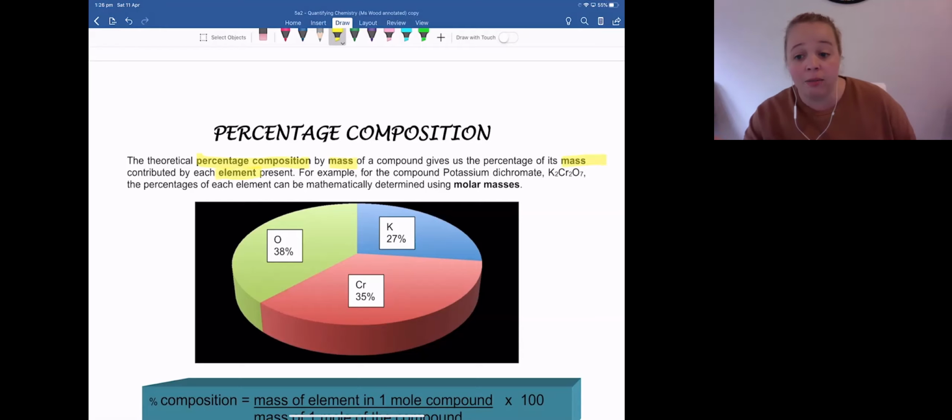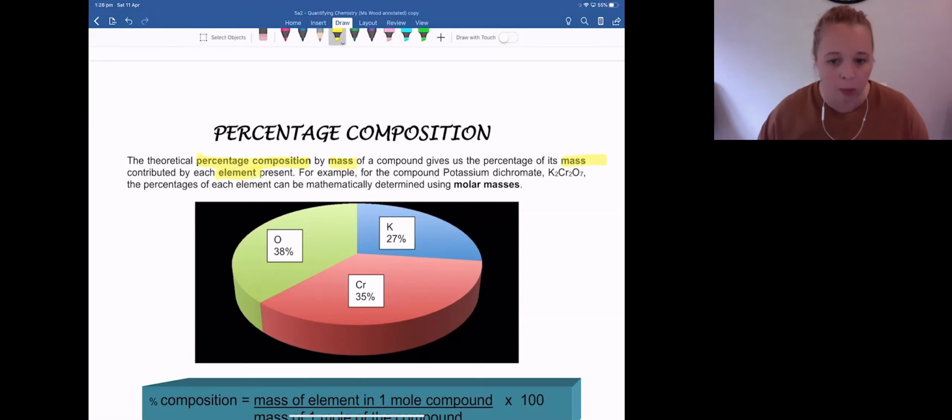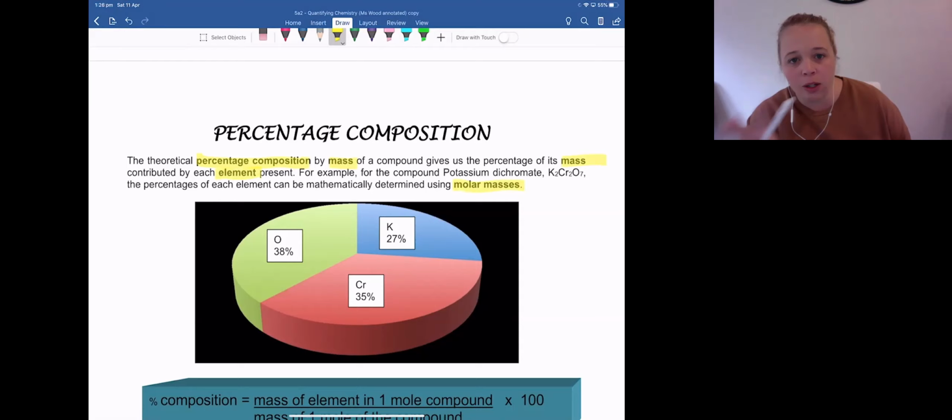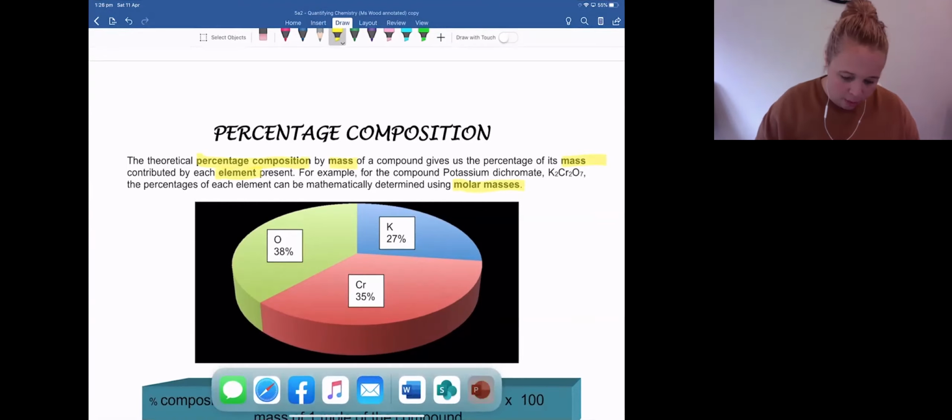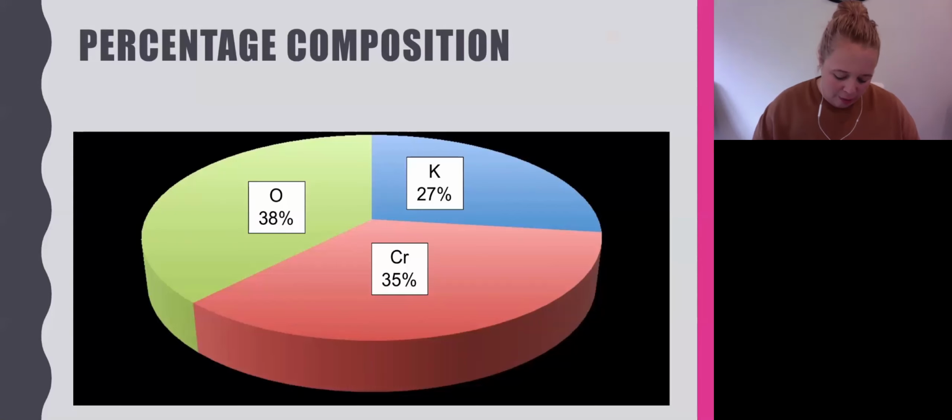The compound potassium dichromate is K2Cr2O7, and we can calculate the percentage of each element, and this is hopefully what we're going to end up with, using their molar masses, so using your periodic table. If you haven't got your periodic table, pause, go get your periodic table. The other thing you're going to need for this video is a calculator. Whenever we do quantitative chemistry, we're always going to need a calculator and our periodic table.